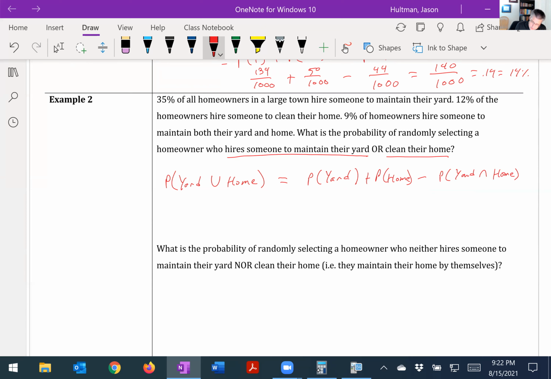Okay, so this union, you can think of as an or statement. This intersection, you can think of as an and statement.